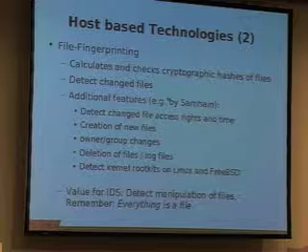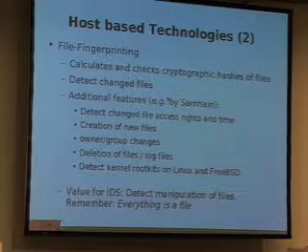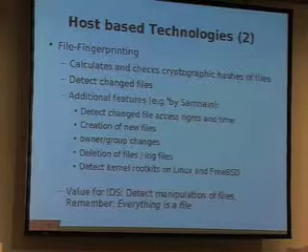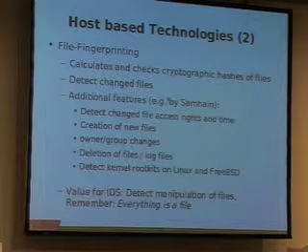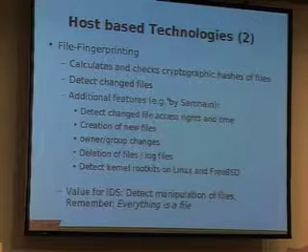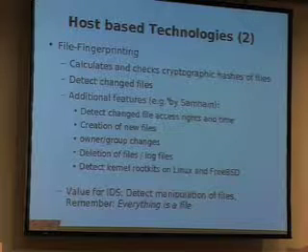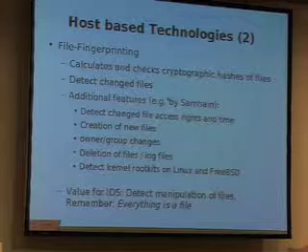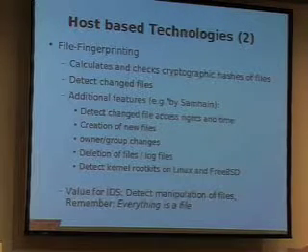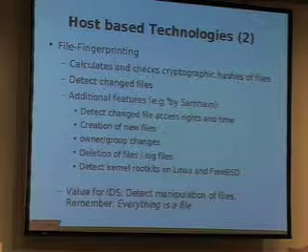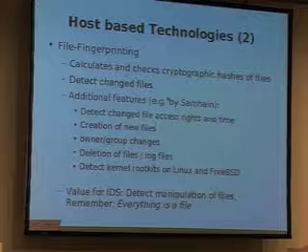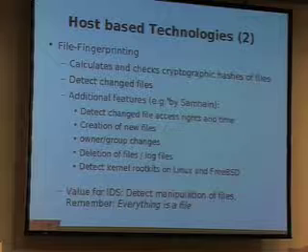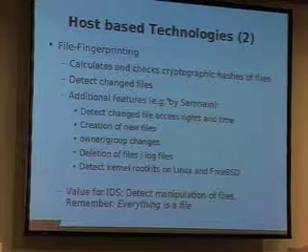For file fingerprinting there are different implementations. One of them is Samhain, as an example, which offers some additional features. It can detect changes in file access rights, access times, modification times, the creation of new files, changes in user and group configuration, user and group rights, deletion of files, and also detect kernel rootkits on Linux and FreeBSD. The value for IDS is also very clear. You can detect the manipulation of files with them.